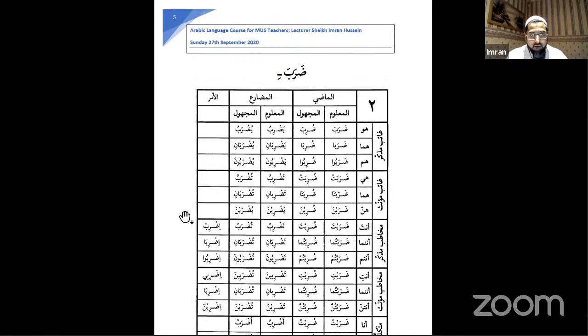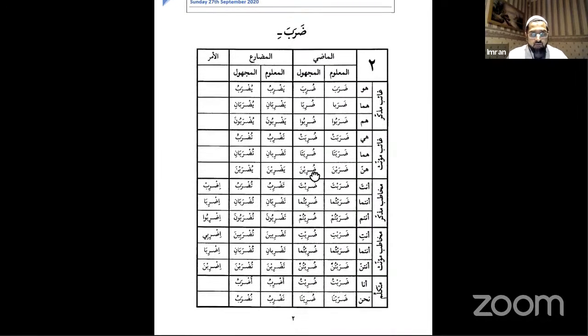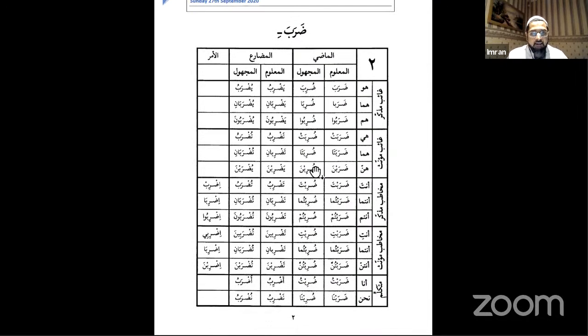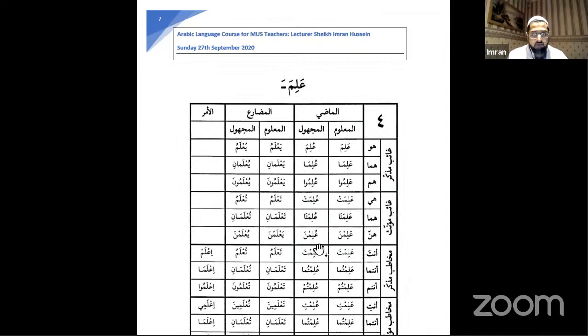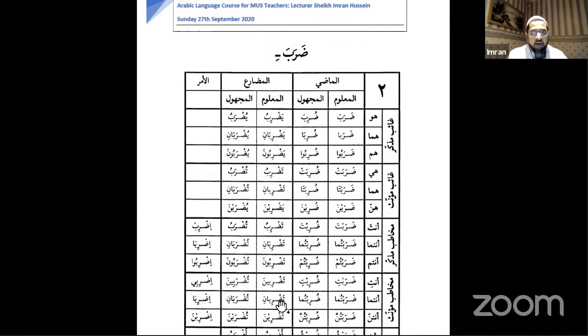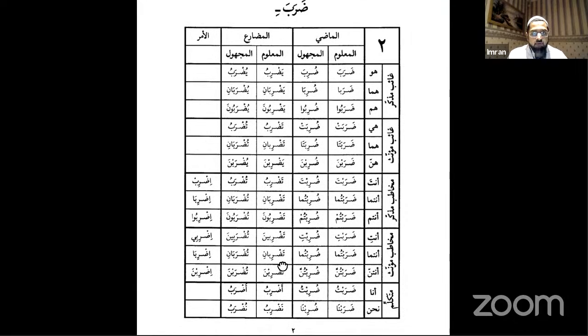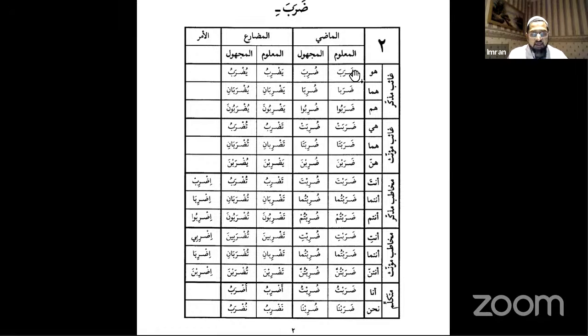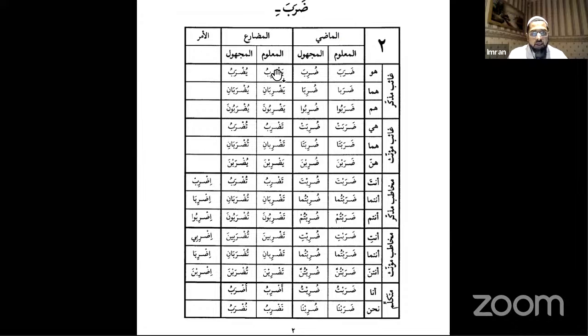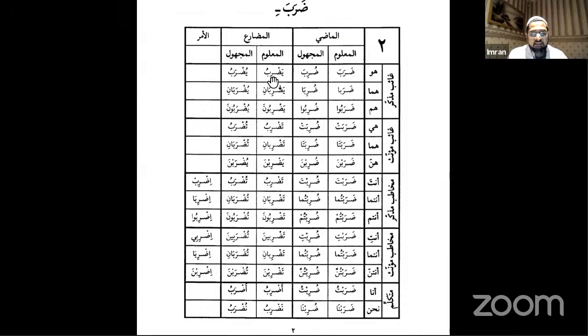Now, fi'l mudari ma'lum is the present tense where the doer is known. And we have yadribu, he is doing. So how do we make it? We add the ya in the beginning, and the first letter, which is a dhad, we put a sukun, and the middle letter is given a kasra, and the last letter is given a dhamma. That's yadribu, he is doing.